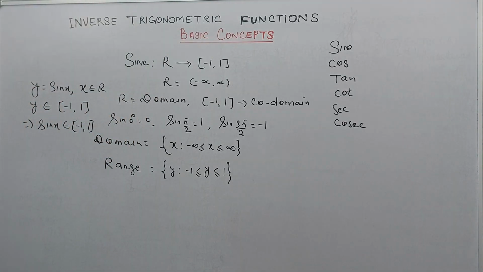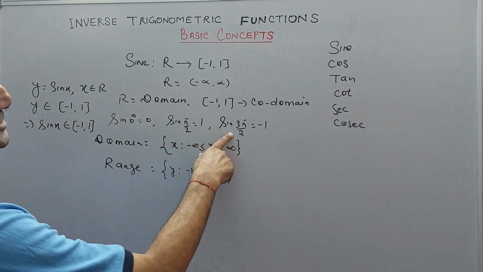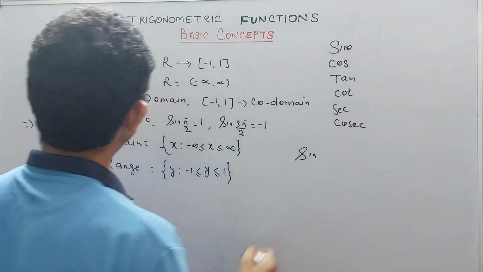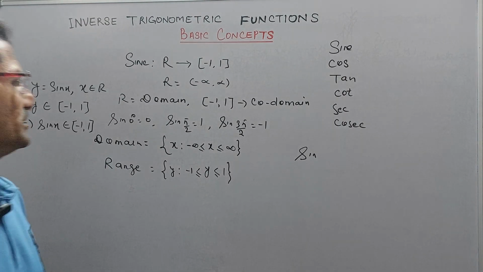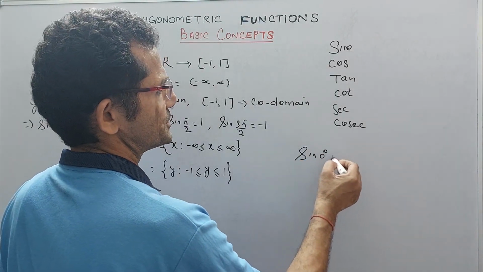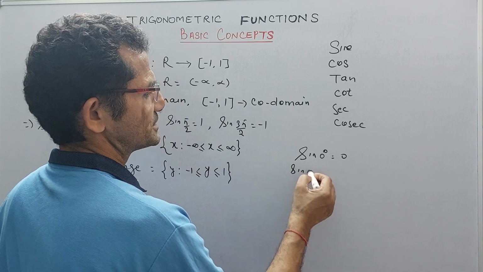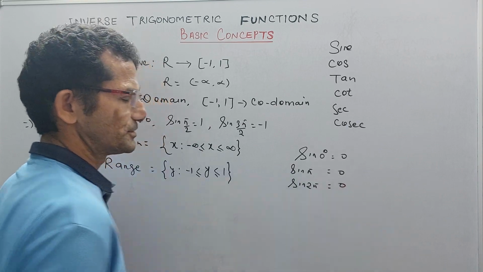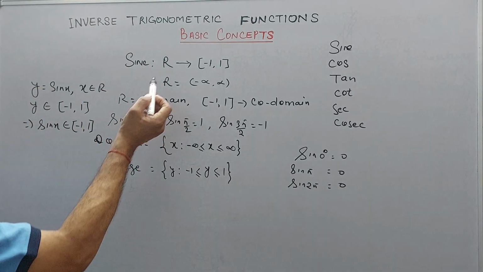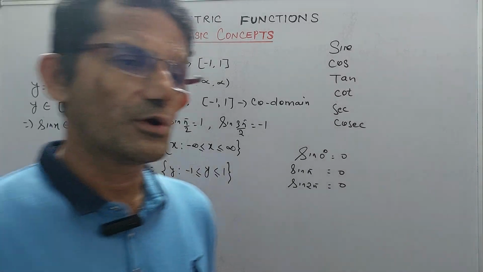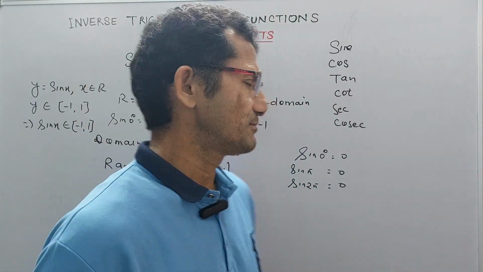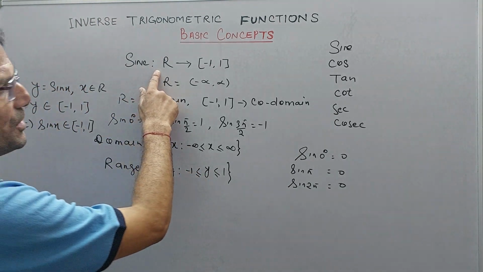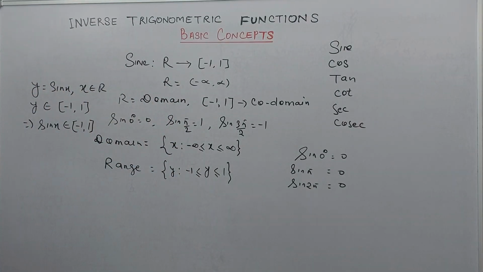We know that sine pi by 2 is 1, sine 3 pi by 2 is -1, and sine takes the same value at multiple real points. Sine 0 degree is 0, sine pi is also 0, sine 2 pi is equal to 0. So if the domain is R, the sine function will not be 1-1 onto. To become 1-1 onto, we have to restrict the domain R to some particular branches. There are many branches of the sine function, and on these branches the sine function becomes 1-1 onto.